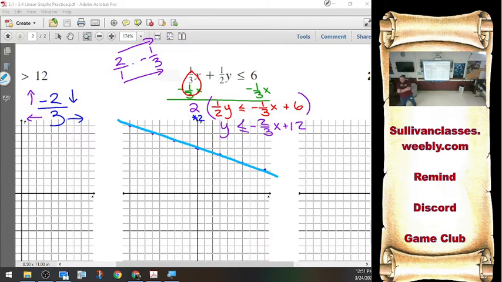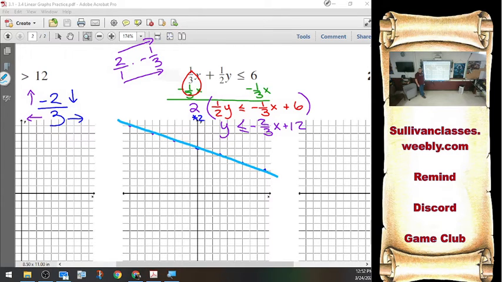No. How many of you just made a line and quit? It's got Pac-Man in there. It's got an inequality. You got to throw some shade at it. So is it solid or dotted? How do I know the difference? Because it has an equal to. More ink here, more ink there. How do I know which way to shade?